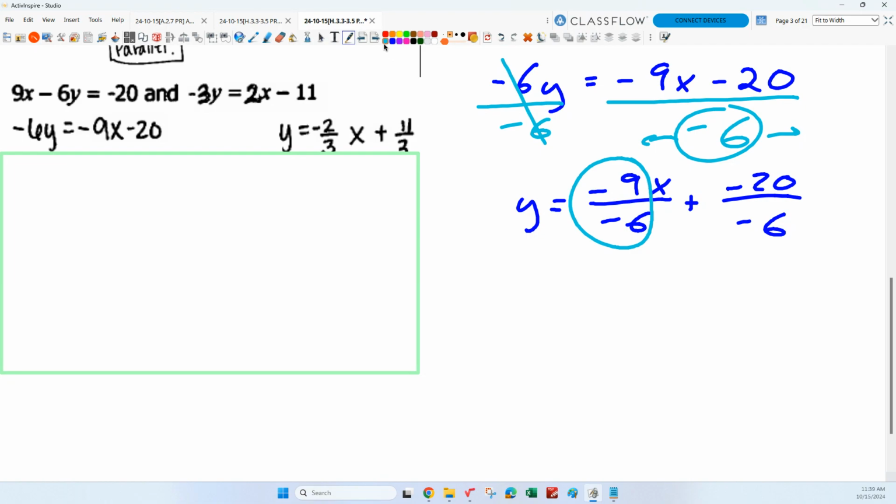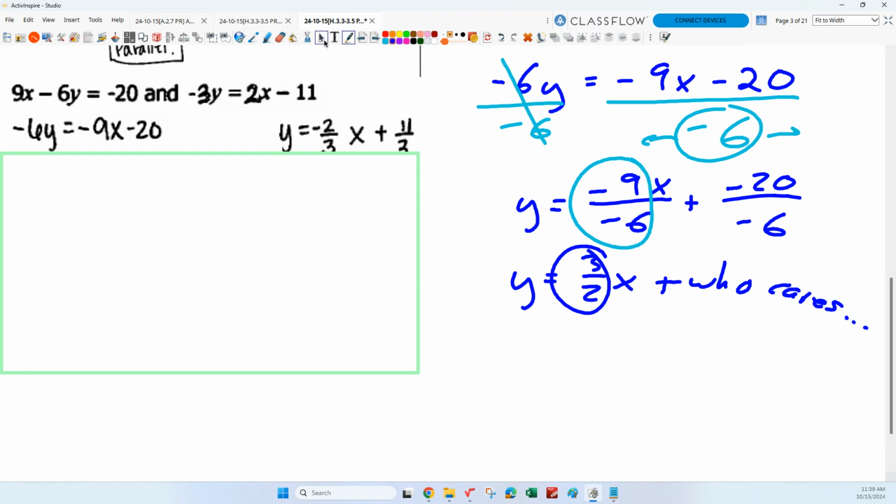Yeah, so I get the equation y equals 3/2 x plus, who cares? Because all I care about is the slope, right? I'm just trying to determine if these lines are parallel or perpendicular or neither. So there's my slope. What about the other side?